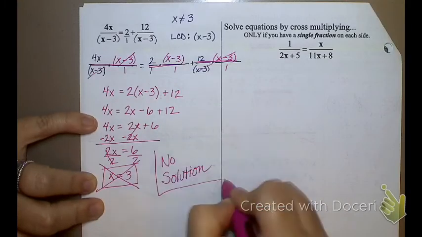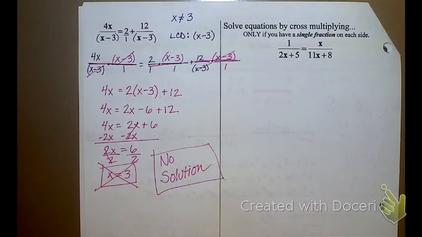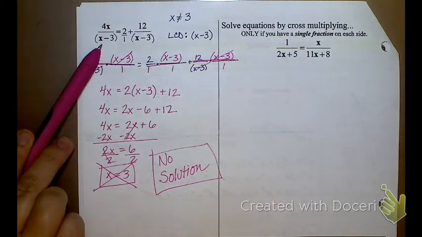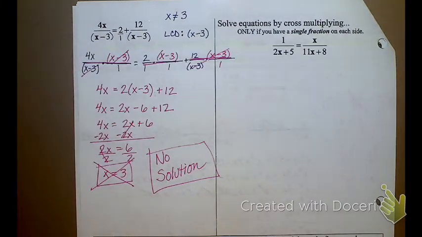No solution. Because if I try and plug 3 in to check it, I end up with these fractions that don't exist, because they have denominators of 0. If I were to try and plug it in on my calculator, my calculator would start yelling at me. And you know how your calculator yells at you? Error. It says error.